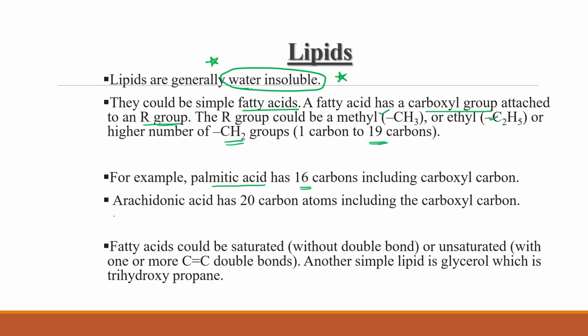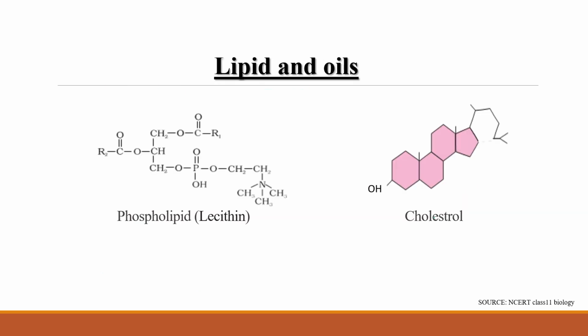Arachidonic acid has 20 carbon, including the carboxylic group. Some fatty acids could be saturated, meaning without double bond, or unsaturated, meaning with double bond. Another simple lipid is glycerol, which is trihydroxypropane. This comes under the simple lipid category.